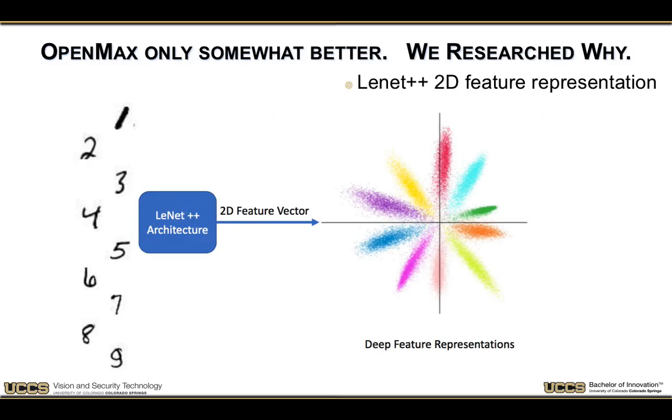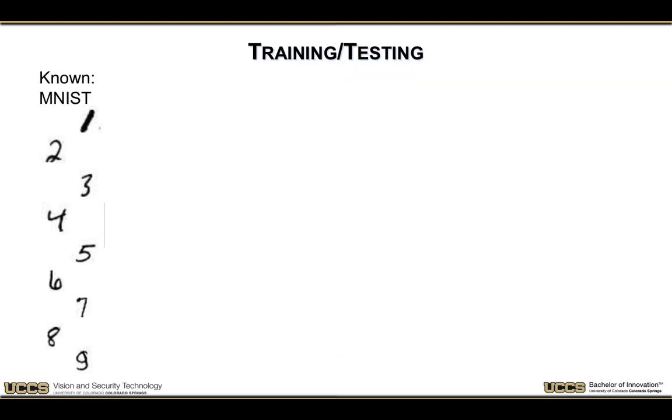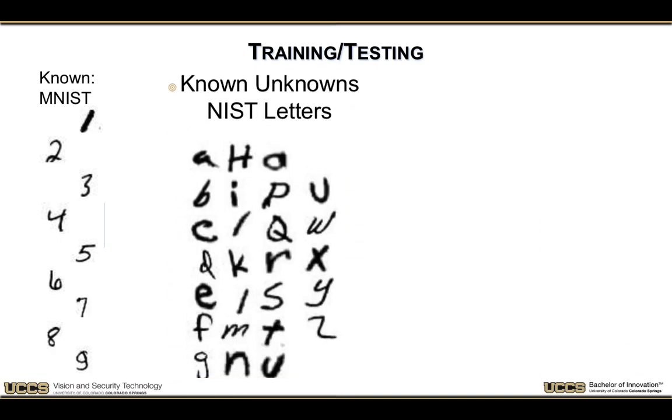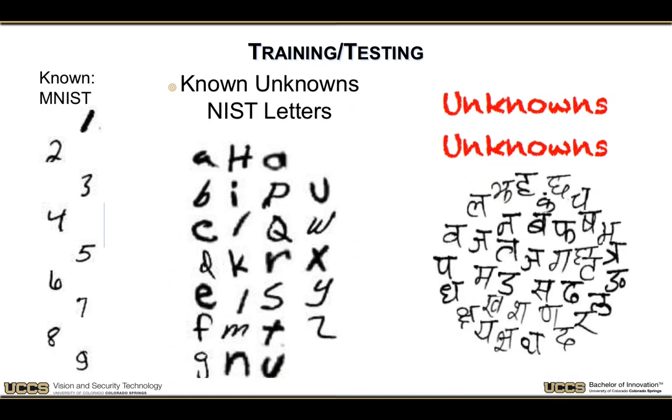Well, we tested on real problems. It didn't work as well as we wanted. We have to understand why. So I'm going to illustrate this with some examples from LeNet++ in 2D. So we have our knowns, these digits. We have some letters, and then we have some unknown, Devanagari, Indian script.